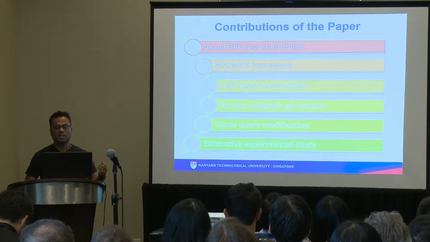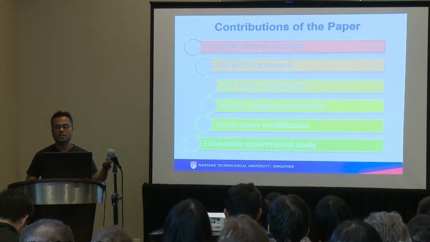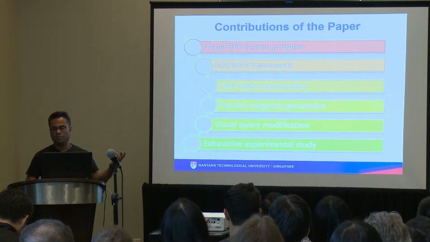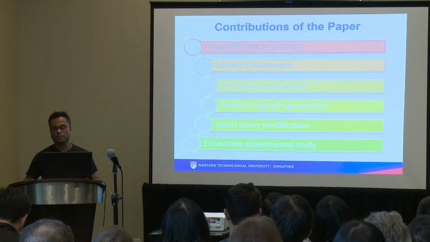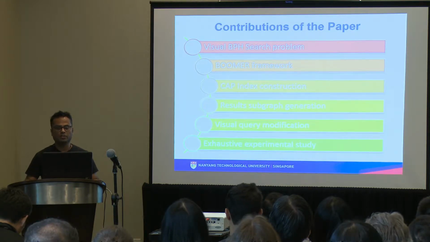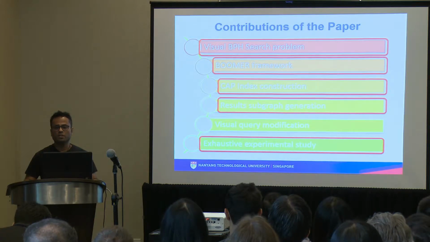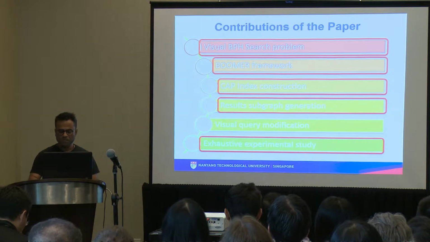We discuss data structures and indexes used to handle and evaluate these queries efficiently. The key hallmark here is that, as the query is being formulated visually, it is also being processed simultaneously by exploiting the GUI latency. Then we discuss how result subgraphs are generated from the data graphs. We will skip the visual query modification in the interest of time. You can see the details in the paper, and we highlight some of the experimental results. So let's start with this problem.